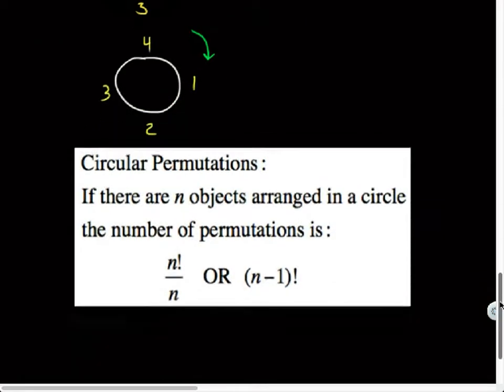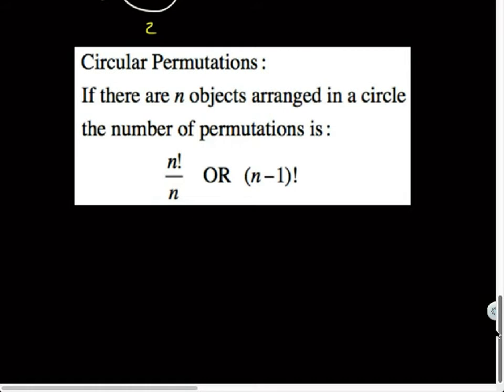So, circular permutation situation right here. If there are n objects arranged in a circle, the number of permutations is n factorial over n. Or, you could also use the formula n minus 1 factorial. Both of these formulas are equivalently good.